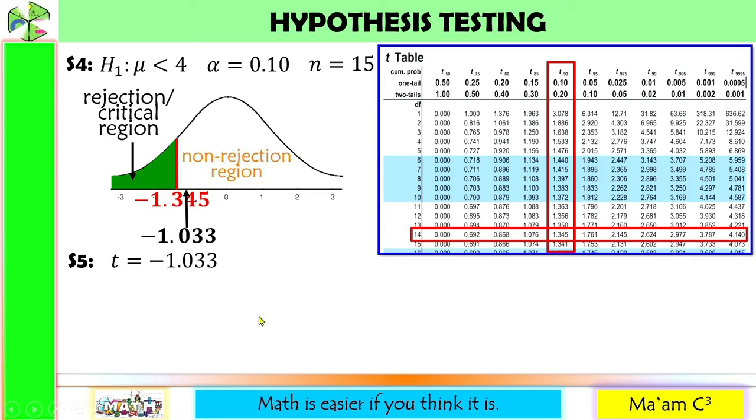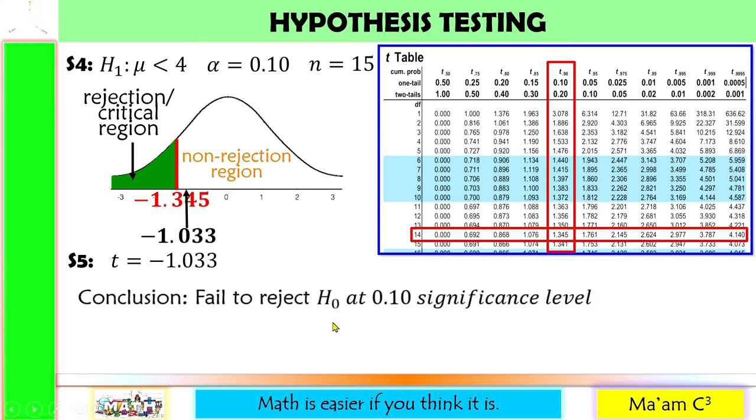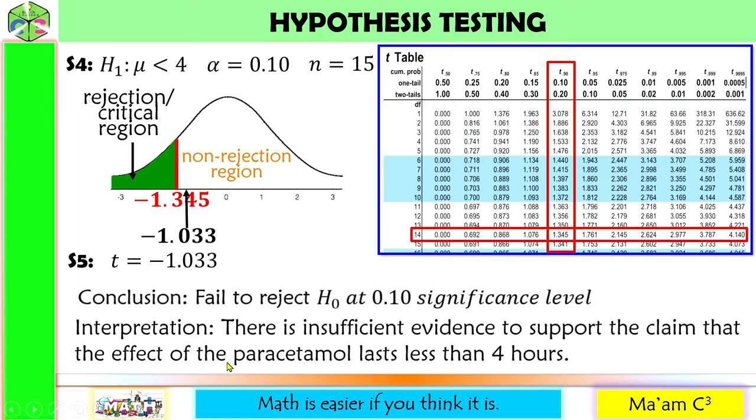Therefore, our conclusion will be fail to reject the null hypothesis at 0.10 significance level. Since we fail to reject, it means we do not have enough evidence, or our evidence is insufficient, to reject the null hypothesis and support our alternative hypothesis. In words, this will be there is insufficient evidence.